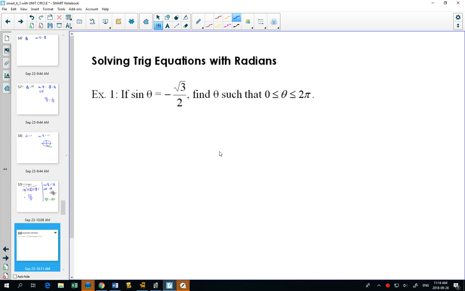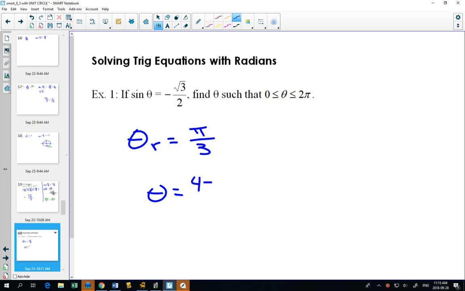What family has root 3 over 2 for sine? I like that, the pi over hesitation. Which one is it? Pi over 3. That's your reference angle. And then if I want to solve where is sine negative root 3 over 2, you think of your CAST rule. Which quadrants is sine negative? 4 and 3. So what are your pi over 3 family members in quadrant 3?